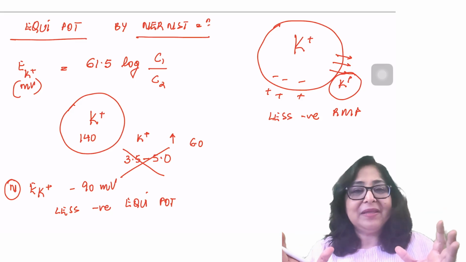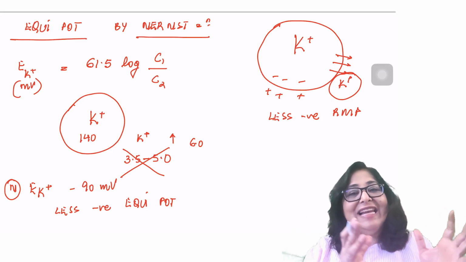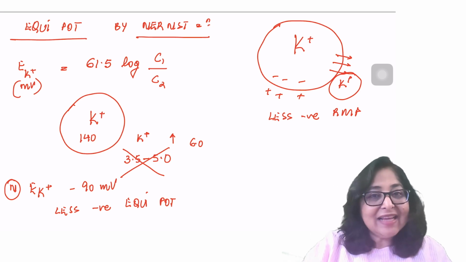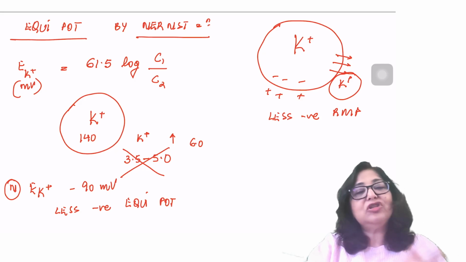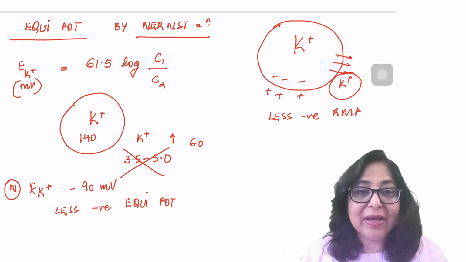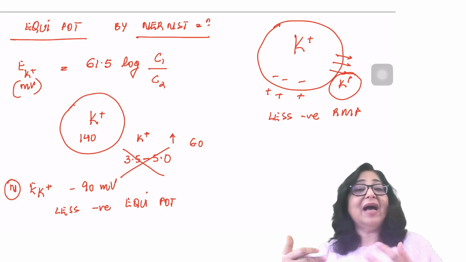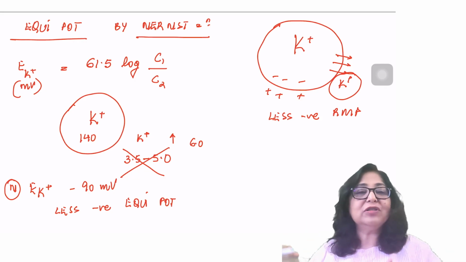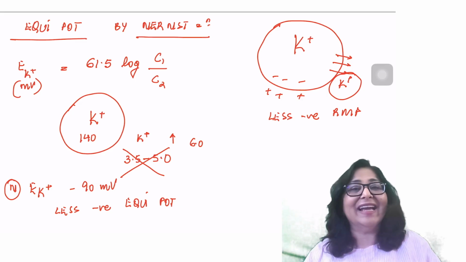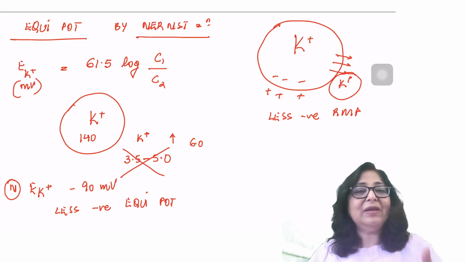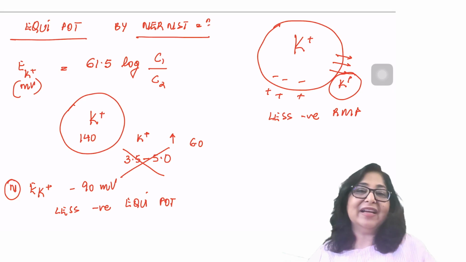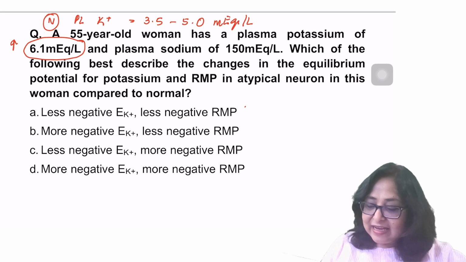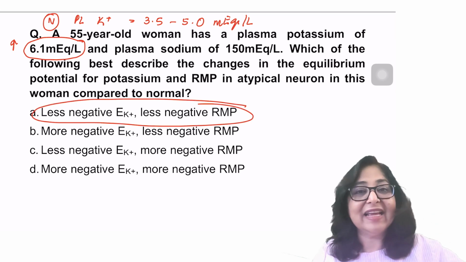Look at it conceptually. If the gradient reduces, there is less tendency of potassium to leave the cell. So more positive charge inside the cell will cause a less negative equilibrium potential and a less negative resting membrane potential. On the other hand, if there was a hypokalemia, more tendency of potassium to leave the cell. More loss of positive charge would mean inside will become more negative. In that case, my answer would have been more negative equilibrium potential and more negative resting membrane potential. So let's see this. This is a less negative equilibrium potential and a less negative RMP.